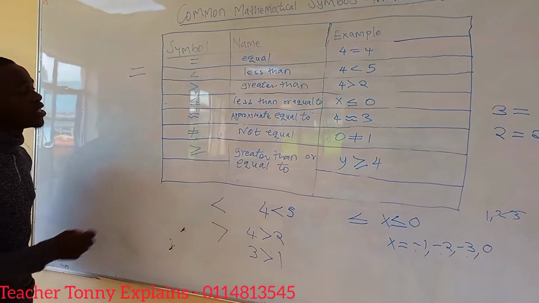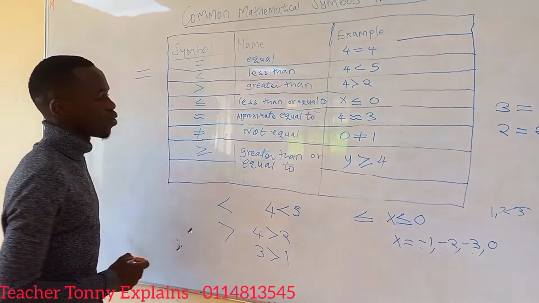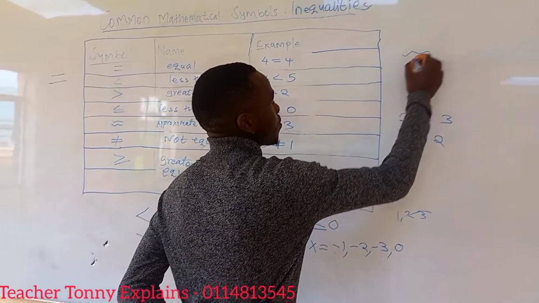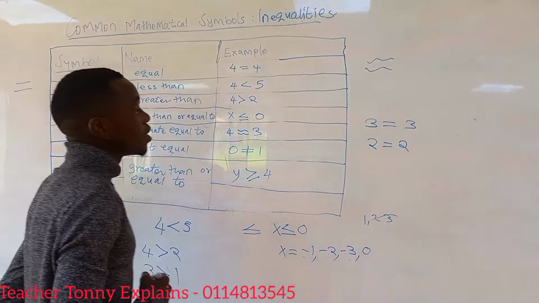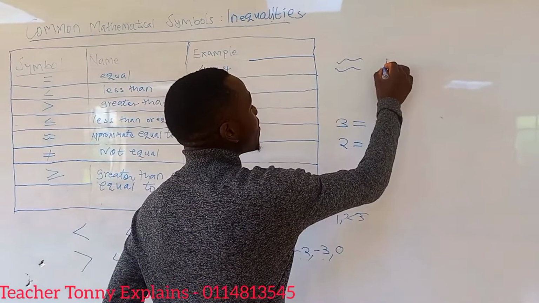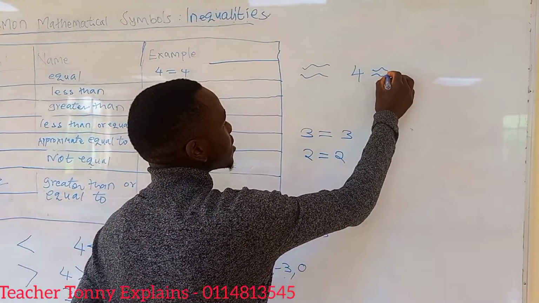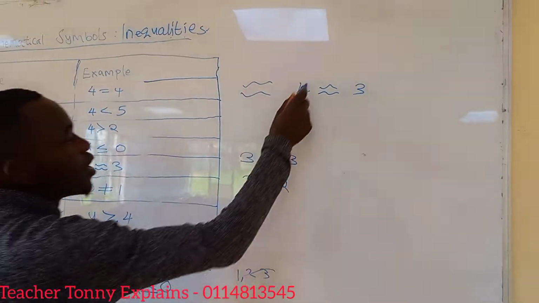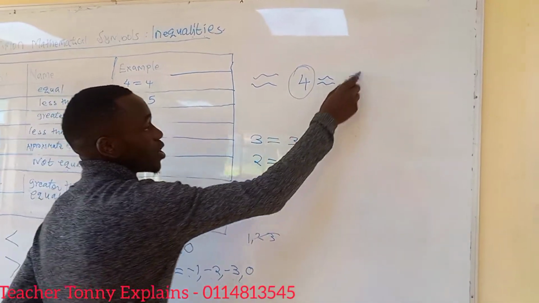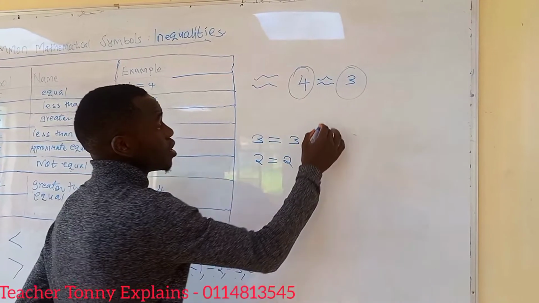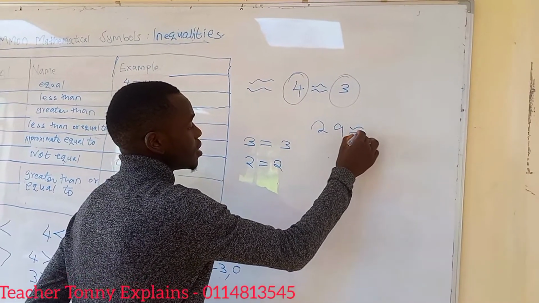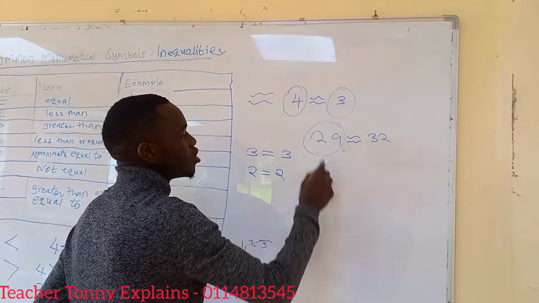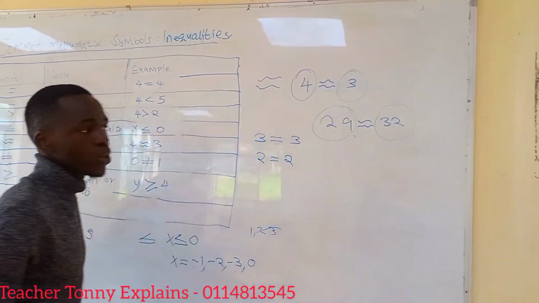Another symbol is the approximately equal to. For example, it is denoted by this symbol. In other words, you can say 4 is approximately 3. That means 4 is nearer to 3. Another example, 29 is approximately 2. That means 29 is almost nearer to 2.